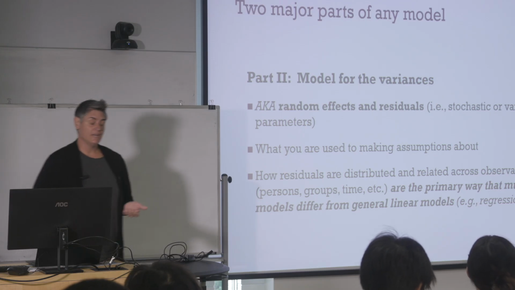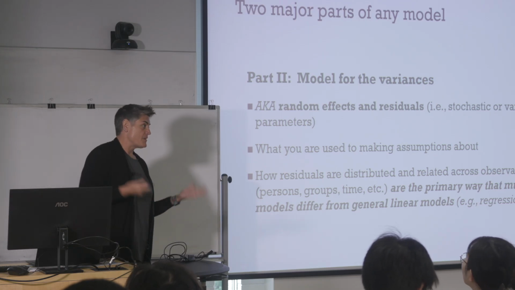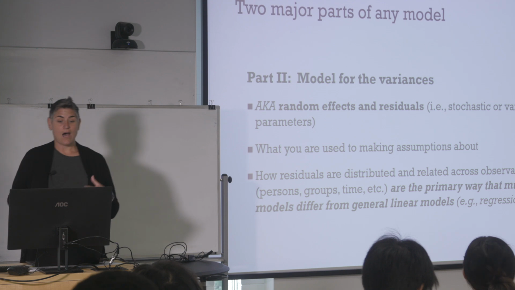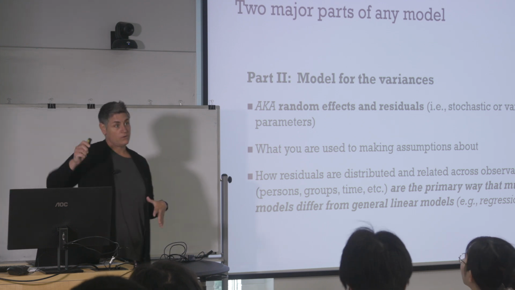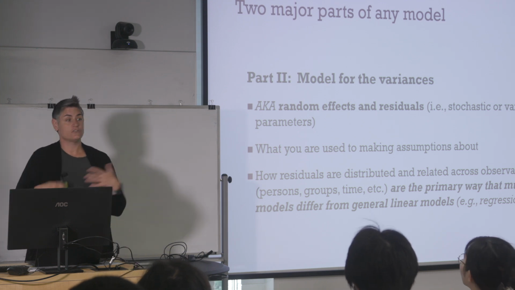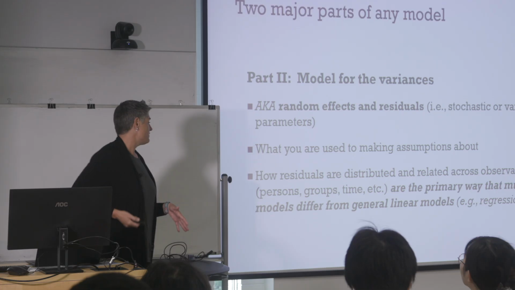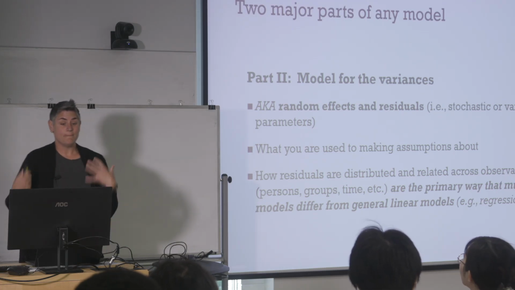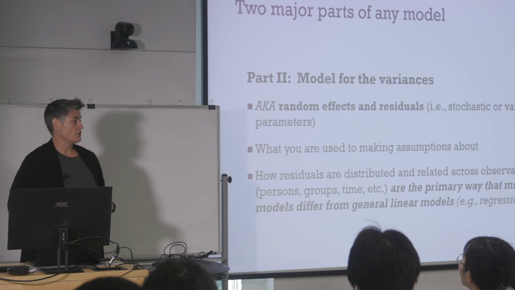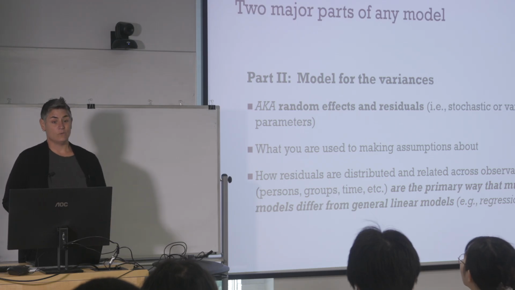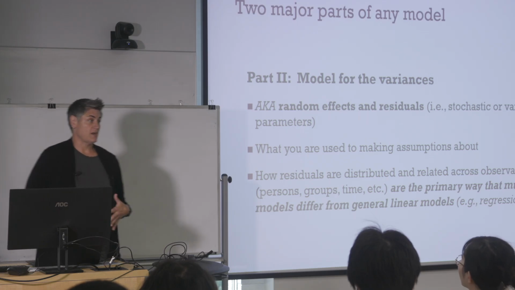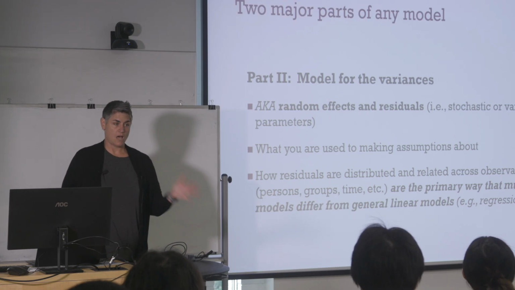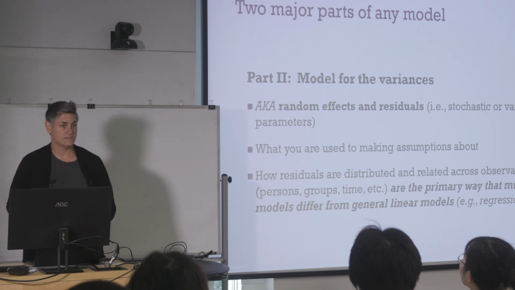And this is really the difference between MLM and a standard regression model. It's how those residuals, or how those varying parts of the model, are distributed and related across the observations. So that can be people or groups or time. That's the main way that this model differs from a general linear model. And we mostly are going to ignore it and not care about it. So not intimidating, right? You guys can totally do this.